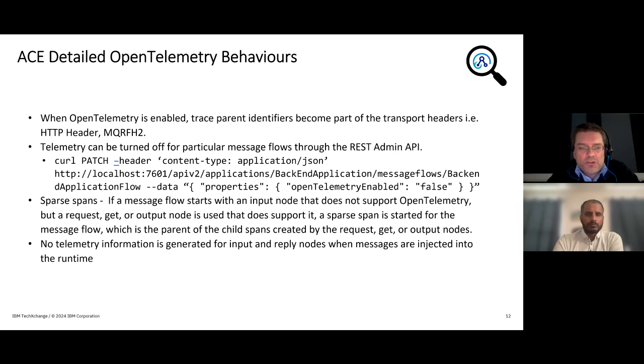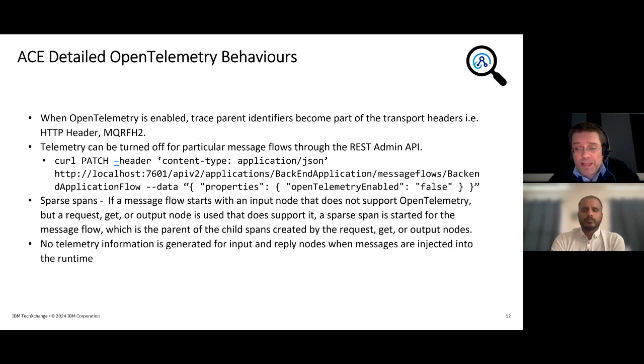A few things, just sort of footnotes, if you like, on the ACE support. So when OTel is enabled, we've got these trace parent identifiers. They become part of the transport header. So we've mentioned the use of the RFH2 header, for example, with MQ. You can also turn off OTel for a particular flow. So if you turn on that big on-off switch I was just referring to at the server level, you can then tweak whether or not you'd like particular flows to be part of that environment or not. So individual flows have an off switch if you'd like to use it.